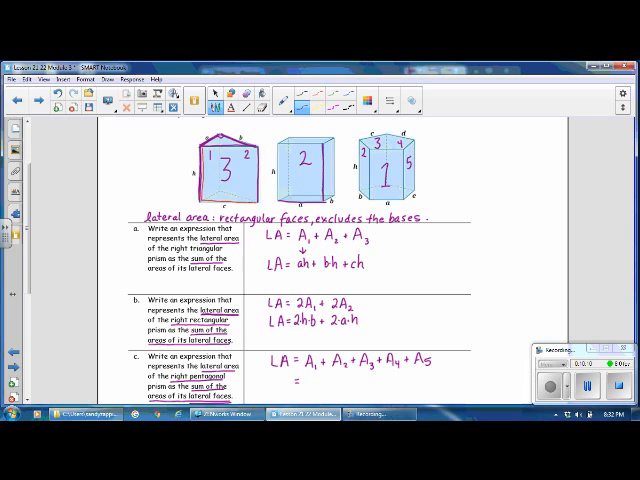Then let's take a look at the area of rectangle 1. Rectangle 1 has dimensions of A times H. Rectangle 2 has dimensions of B times H. Rectangle 3 has dimensions of C times H. Rectangle 4 has dimensions of D times H. And rectangle 5 has dimensions of E times H. And that is the sum of the areas of the lateral faces of the right pentagonal prism.